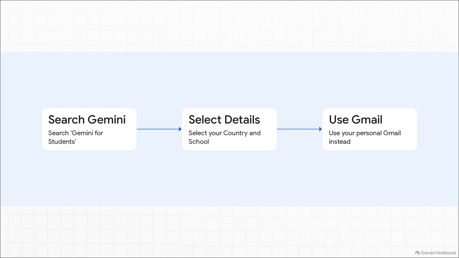Moving right along to Section 2, claiming the student offer. Okay, so we know what the deal is, but how do we actually get our hands on it? This is the action phase of our explainer. I'm going to walk you through exactly what you need to type and click to breeze through the registration.